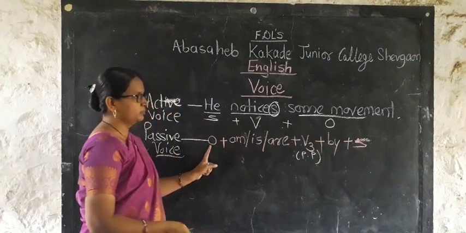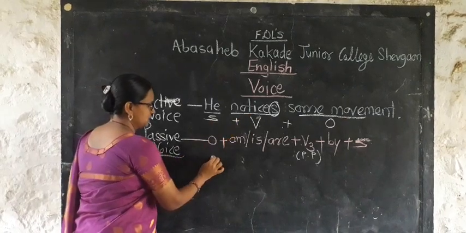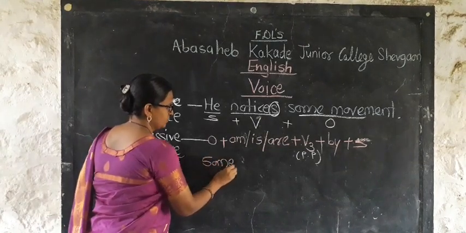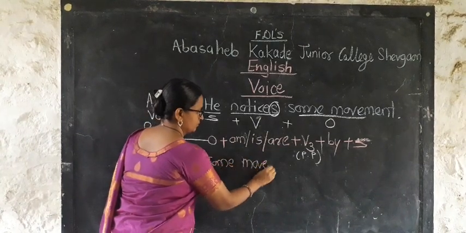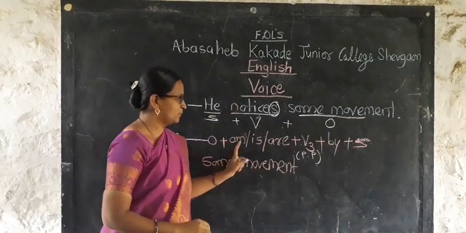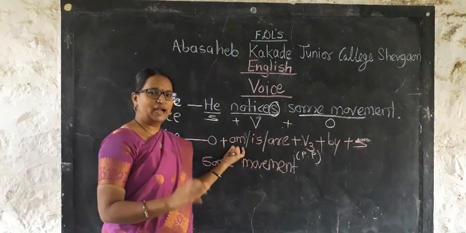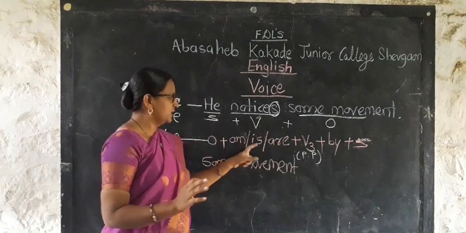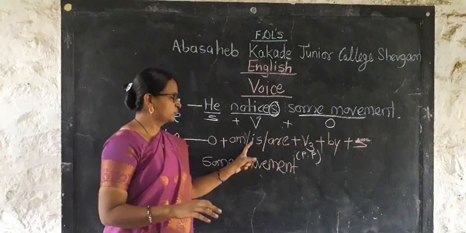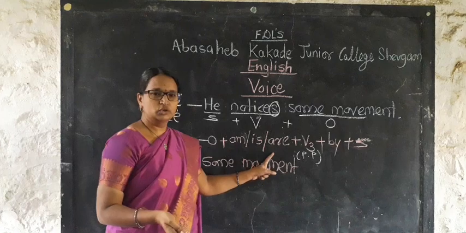So we begin with object, and in the given sentence we have object some movement. Then we have to use am, is or are. Remember, we can use am only after I pronoun. Okay. Then is and are. When subject is singular, we have to use is, and when subject is plural, then we have to use are.